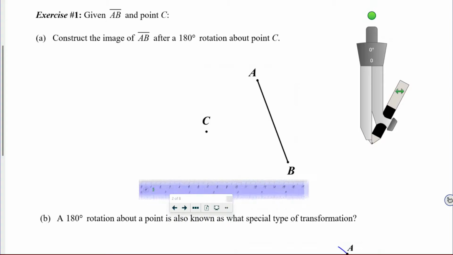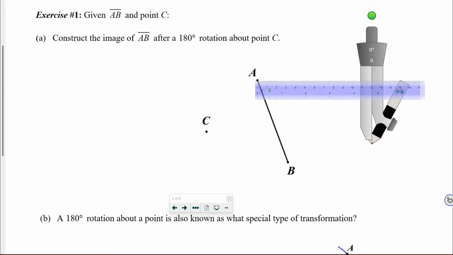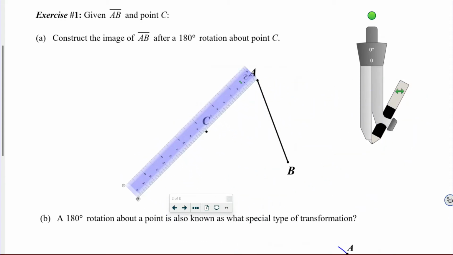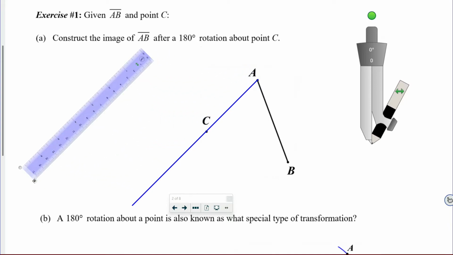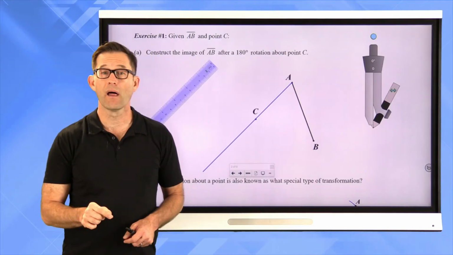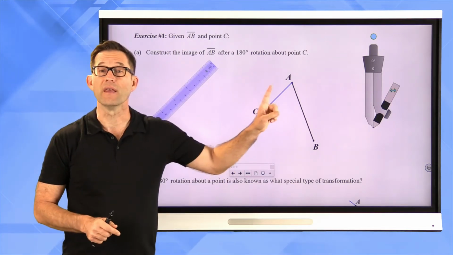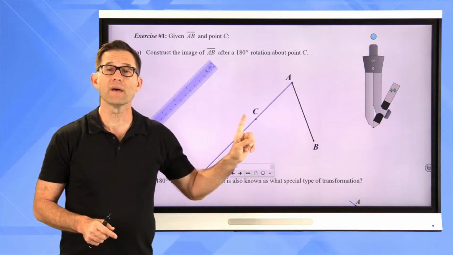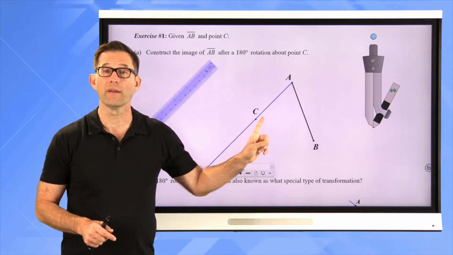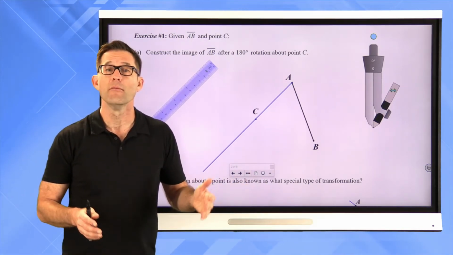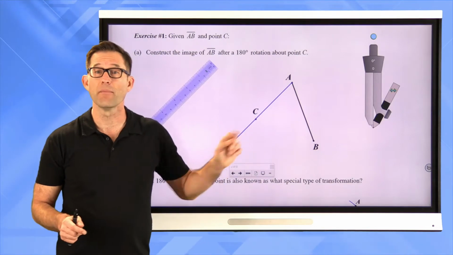In order to rotate point A about point C, I'm just going to simply draw a line that passes through point A and point C. Somewhere along that line, A prime must lie. Now obviously, with rotations, the image point ends up being the same distance away from the center point as the pre-image point, right? Because the pre-image and the image point both lie on a circle that is centered at point C.